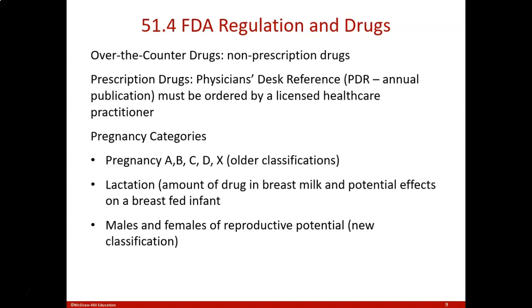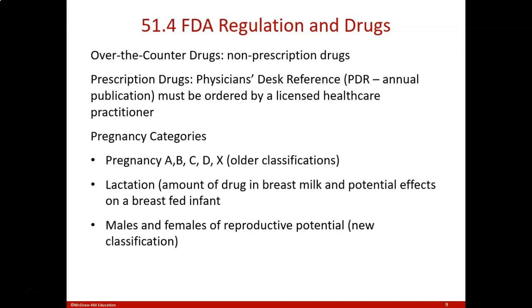Okay. And so it's important to know that these prescription drugs have to be ordered by a licensed healthcare practitioner: a doctor, a DO, or an MD, a PA, a nurse practitioner, or a midwife. Okay. And so you have to have a state license as well as a DEA number to prescribe these medications. Okay. Now the book goes in and talks a little bit about pregnancy categories.